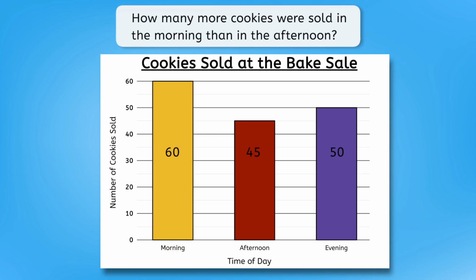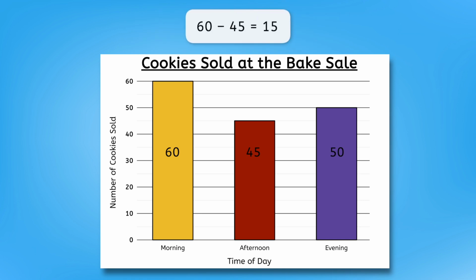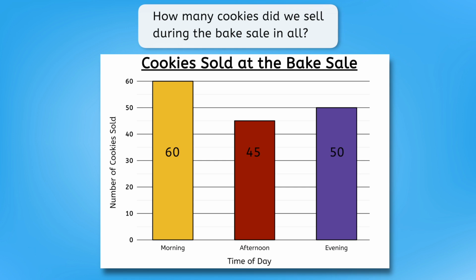So how many more cookies were sold in the morning than in the afternoon? 60 is 15 more than 45, so we sold 15 more cookies in the morning compared to the afternoon. Let's use this graph to help us answer our final question. How many cookies did we sell during the bake sale in all? Pause here to record your thinking in your guided notes.